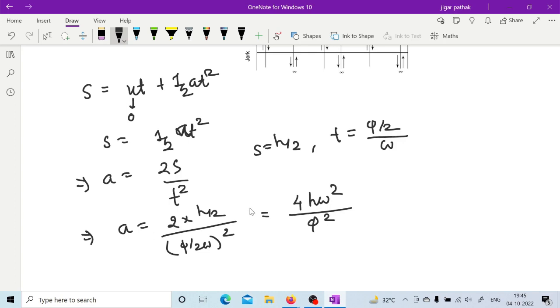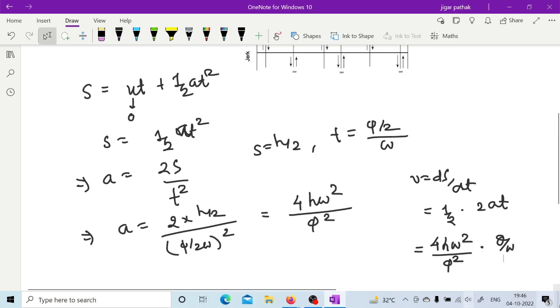So once you have this particular acceleration with you, you can also find the velocity from ds by dt. As you know, s is equal to 1/2 at square, so ds by dt is 1/2 into 2at. So your v will be equal to at. You have the value of a and t both, right? t is theta by omega. So if you put the value of a and t both, then it will be 4h omega square upon phi square into t, which is nothing but theta by omega.